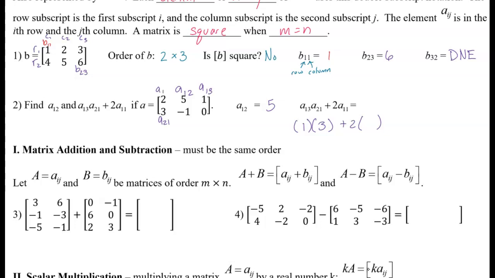2. Good. So then we multiply 3 times 1 and get 3. We multiply 2 times 2 and get 4. And then we add them together. 3 plus 4 is 7.